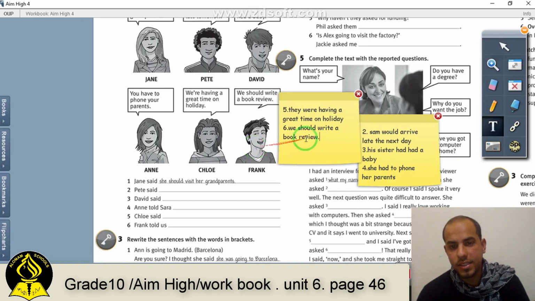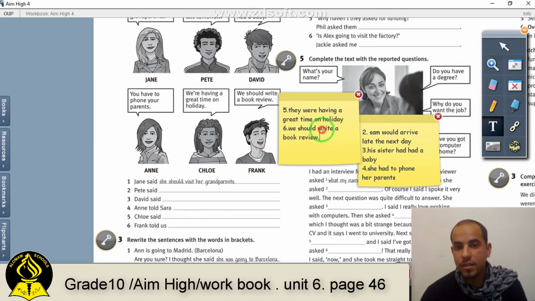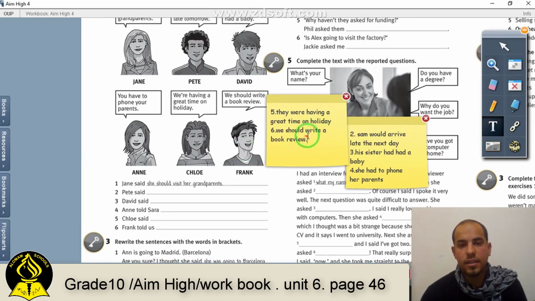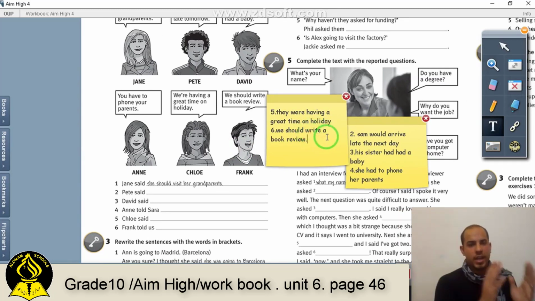And you can notice here that "write" isn't changed. Why? Because the tense is not right. The tense is "should write". So "should" is the past form, and we don't change the word "should", because should stays as should.